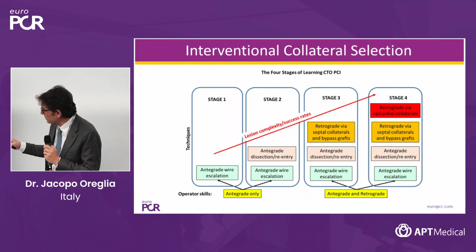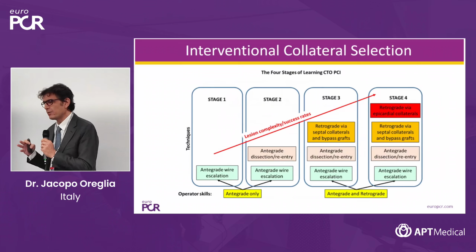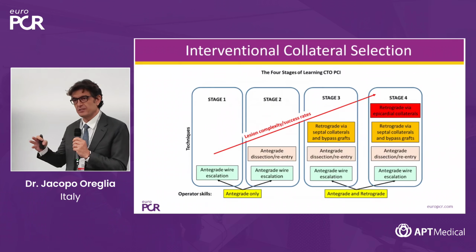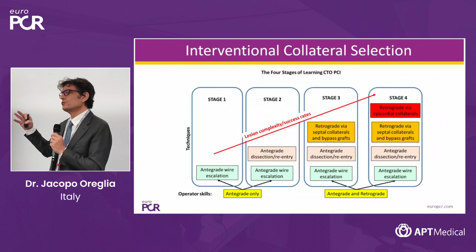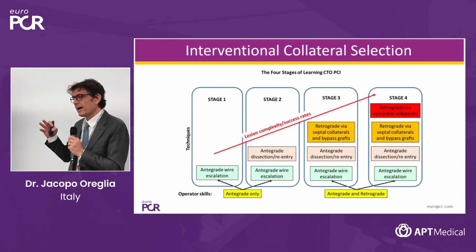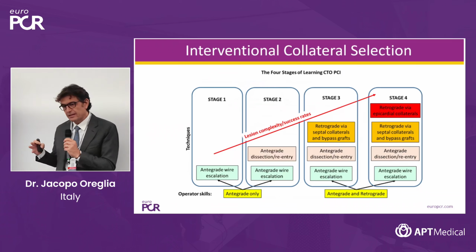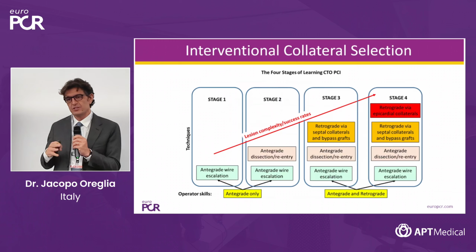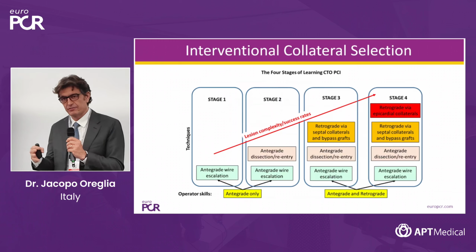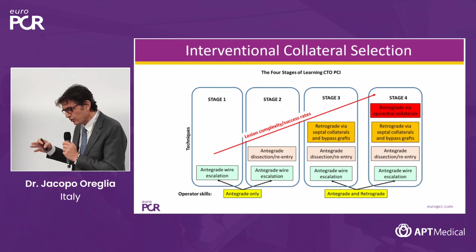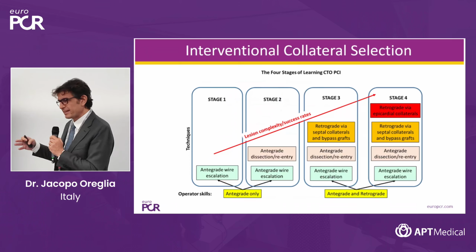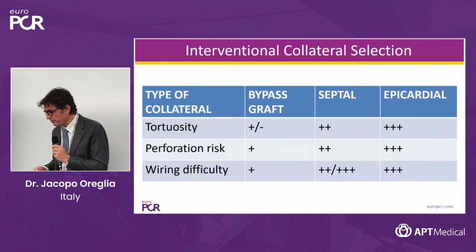So this is what Manos Prilakis showed very well, that there are different steps in learning CTOs. And of course, the last two steps are those that go through the retrograde connections. And the most difficult is going retrograde to an epicardial from an ipsilateral epicardial. So we also have grades of complexity in the retrograde field.